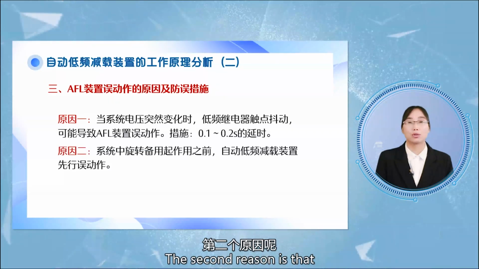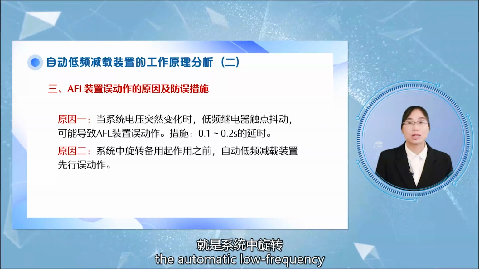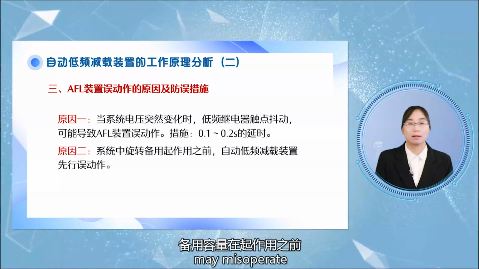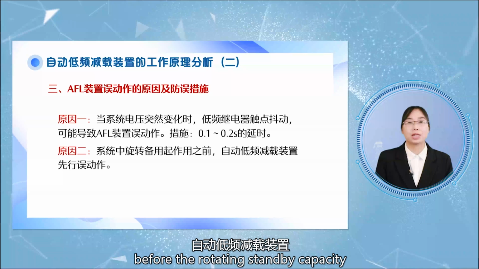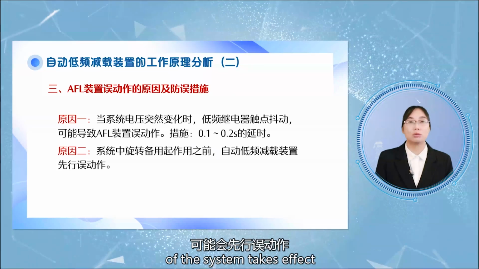The second reason is that the automatic low-frequency load-shedding device may misoperate before the rotating standby capacity of the system takes effect.